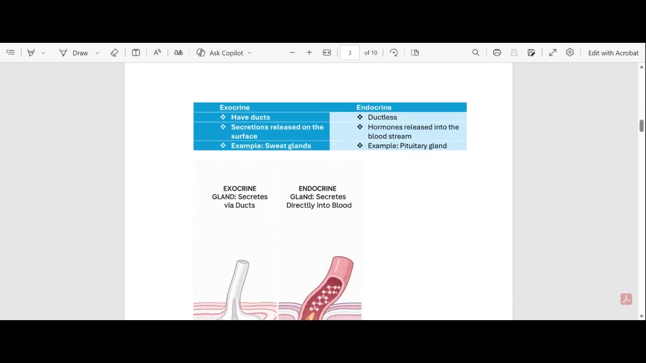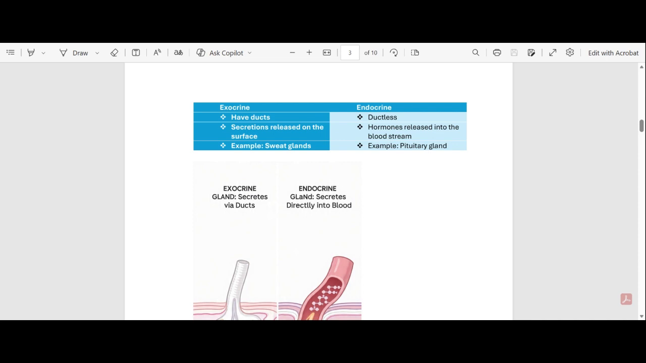The exocrine glands have ducts, whereas the endocrine glands are ductless. They don't have ducts. So it means that the exocrine glands secrete their secretions within the ducts, whereas the endocrine glands secrete their hormones directly into the bloodstream, right? As you can see here, with regards to the exocrine glands, secretions are released on the surface. I hope that makes sense. Whereas with the endocrine glands, the hormones are released into the bloodstream.